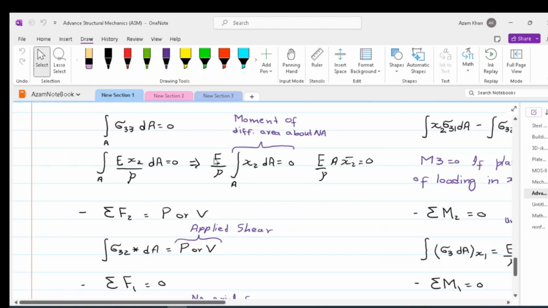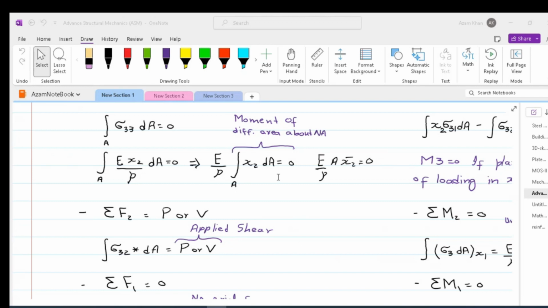We can't have E by rho equal to 0. So, undoubtedly, the x2 dA integral is equal to 0. And that is actually the first moment of area. This can be written as A x2 bar. Please note, x2 dA is the total moment of area. This is also called first moment of area. Only x2 bar in this relation can be 0.